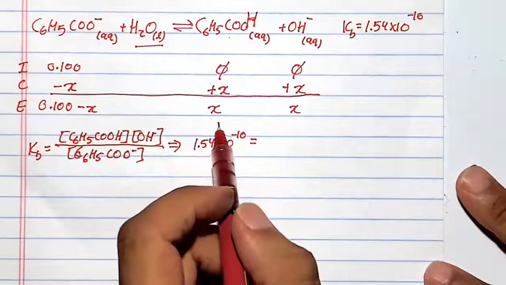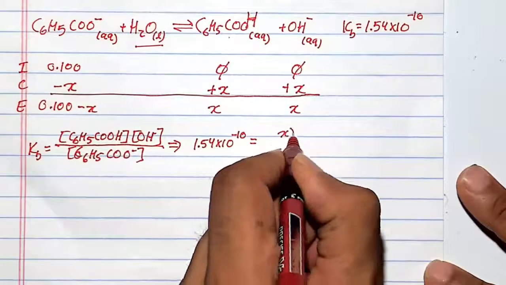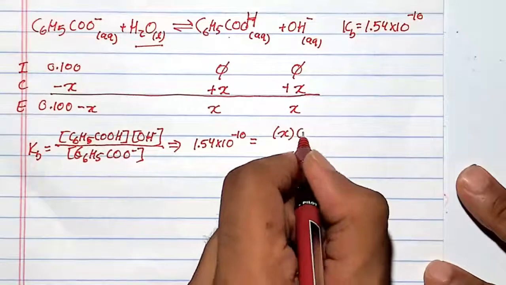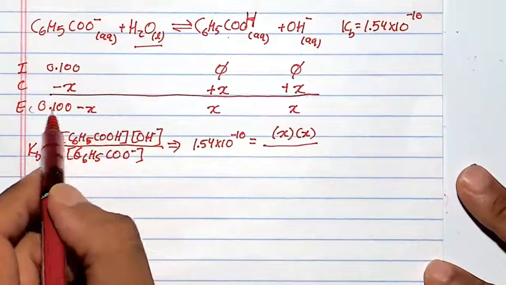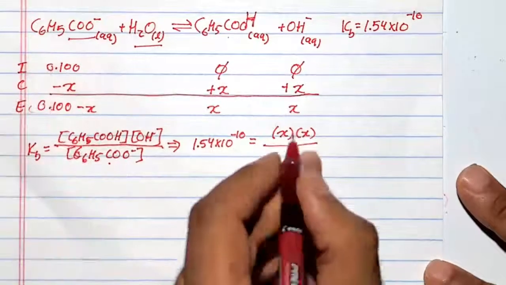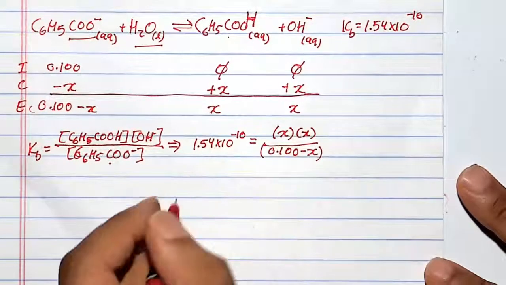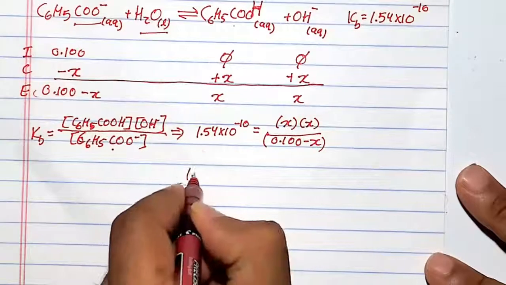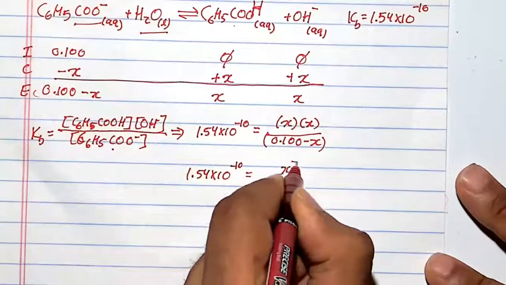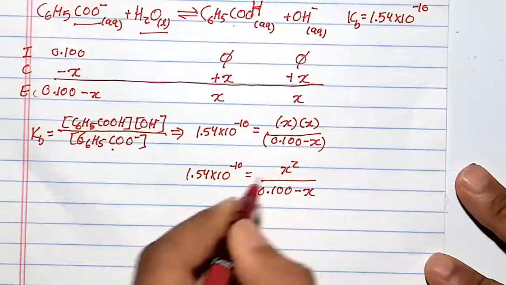That will equal the concentration at equilibrium of my products, that's x. This one will also be x, and the concentration at equilibrium for my reactant, products over reactants, is going to be 0.100 minus x. So with further manipulation, I get 1.54, my Kb, times 10 to the minus 10 is equal to x squared divided by 0.100 minus x.